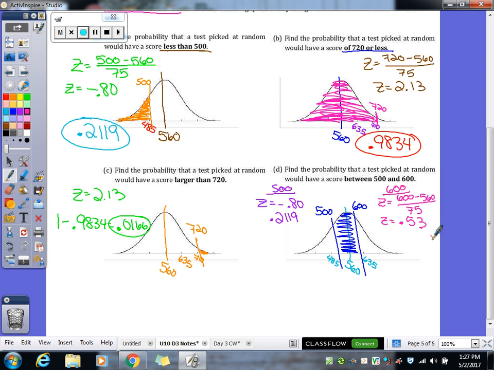So look on your chart for your 0.5, where it meets your 0.03. 0.7019. So now to get the percentage in between the two, you just need to subtract it. So 0.7019 minus 0.2119. So the probability of getting between a 500 and a 600 is 0.49.